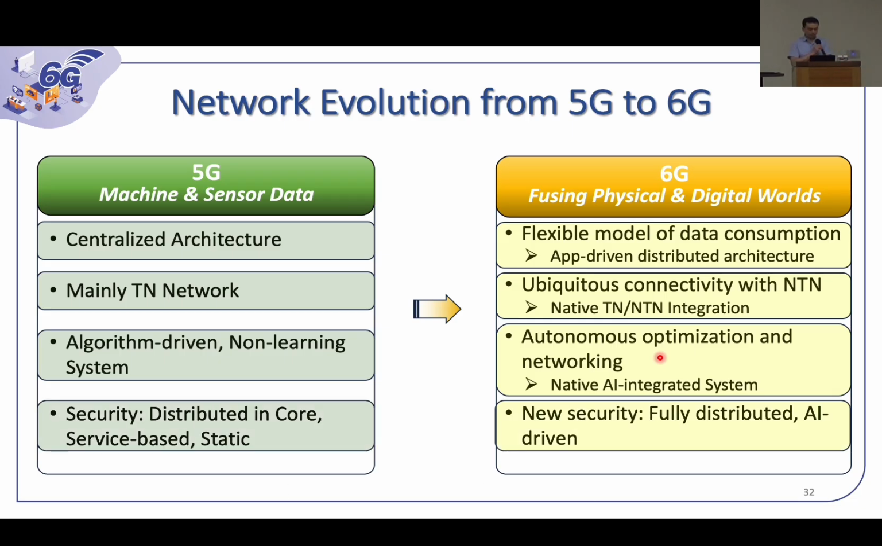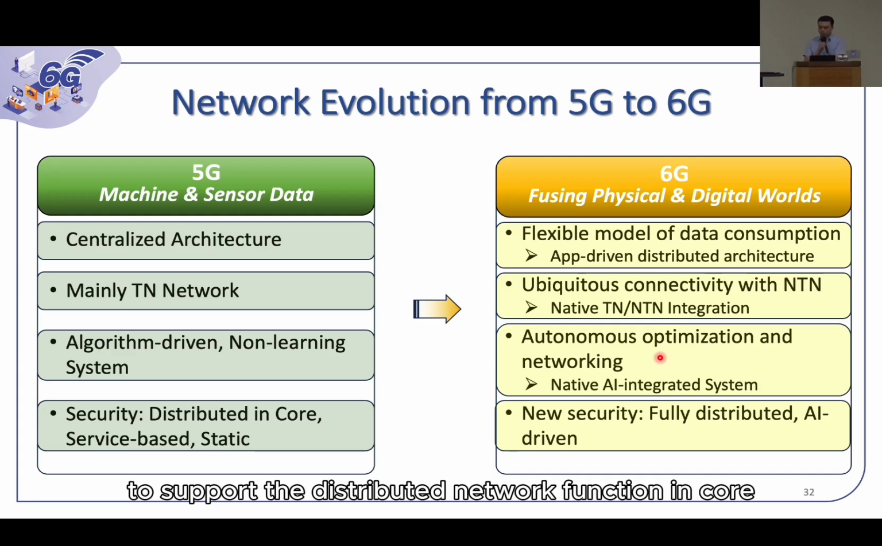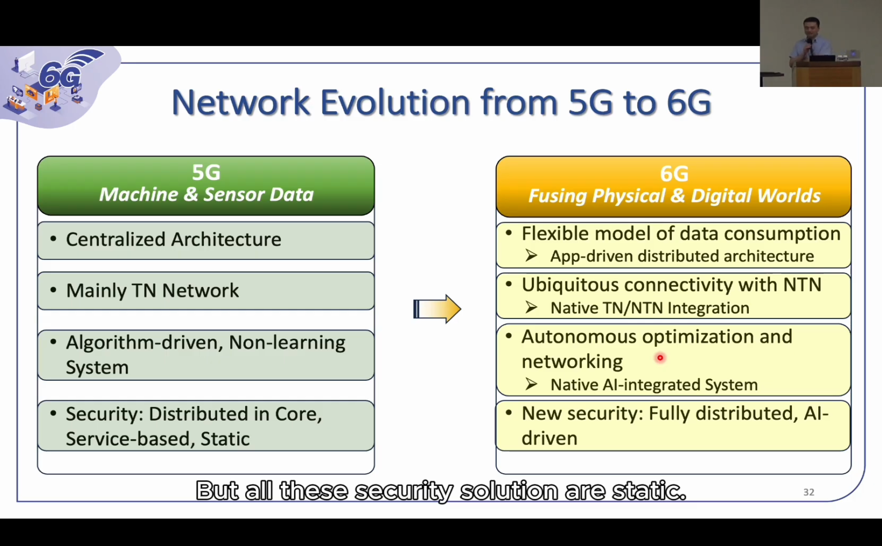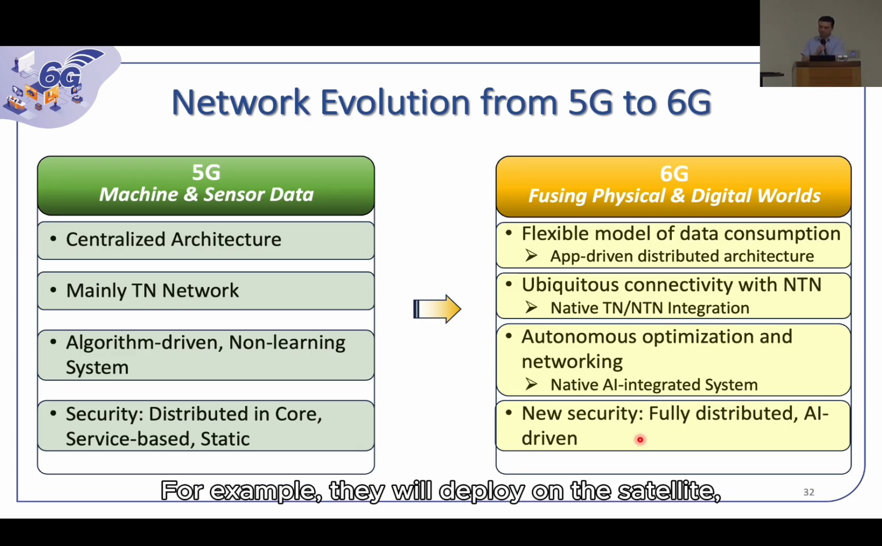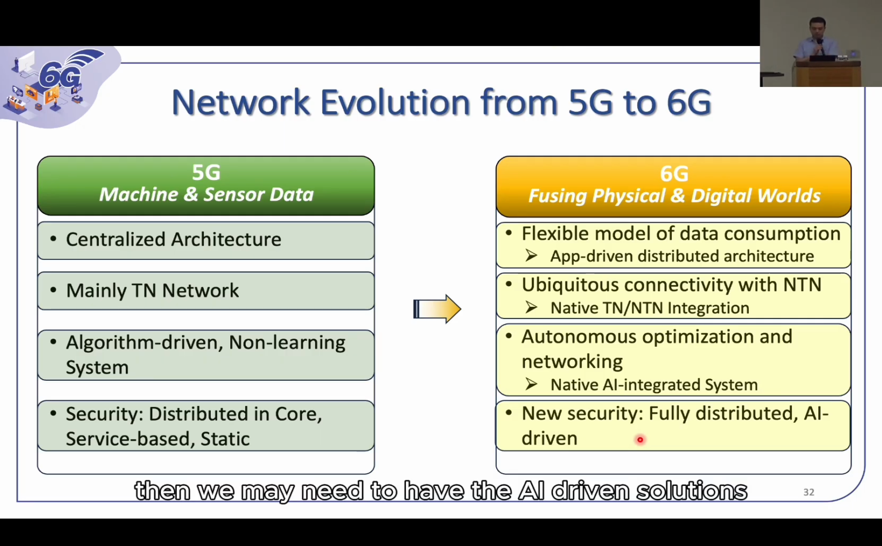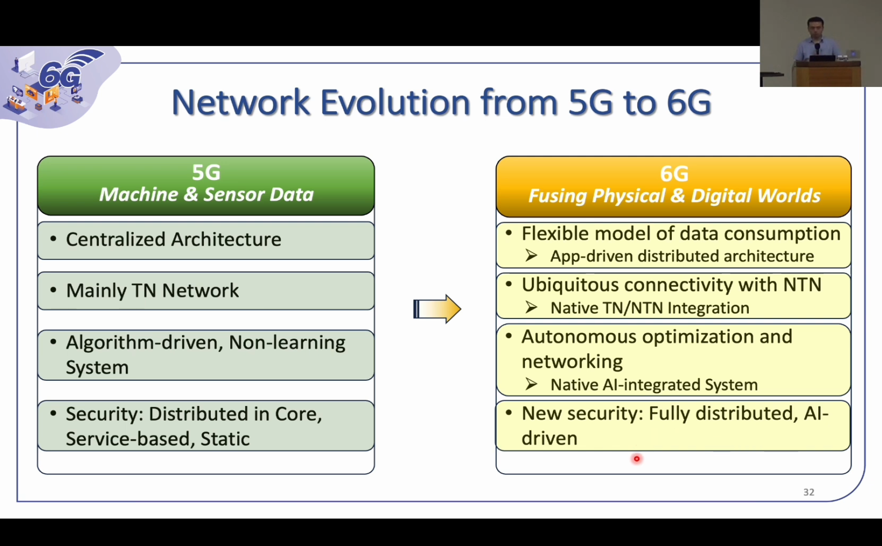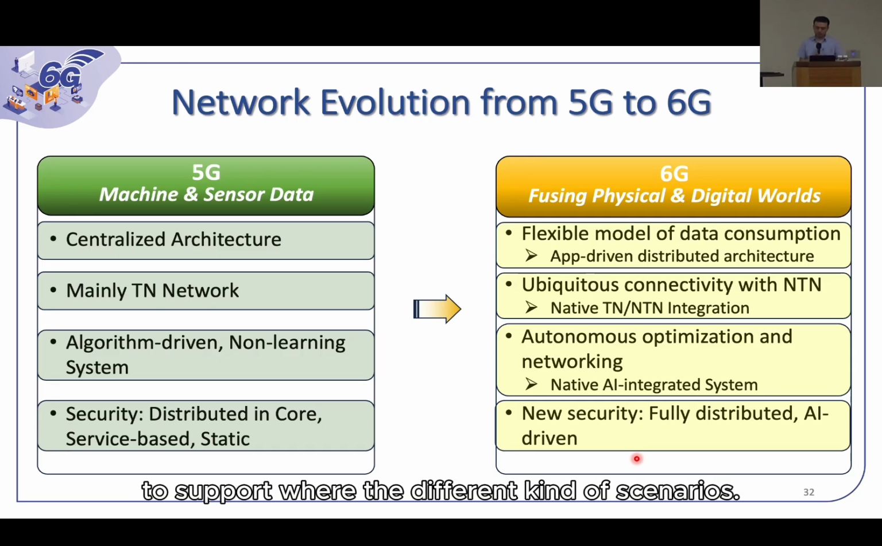So in the 5G core network, we already enable security to support the distributed network functions in the core and the service-based architecture. But all these security solutions are static. They are not enabled by AI. So in the 6G network, we expect that we will have fully distributed security. For example, it will be deployed on the satellite, edge, core network, and UAV. According to different scenarios, we may need AI-driven solutions to adapt themselves to support the different kinds of scenarios well.